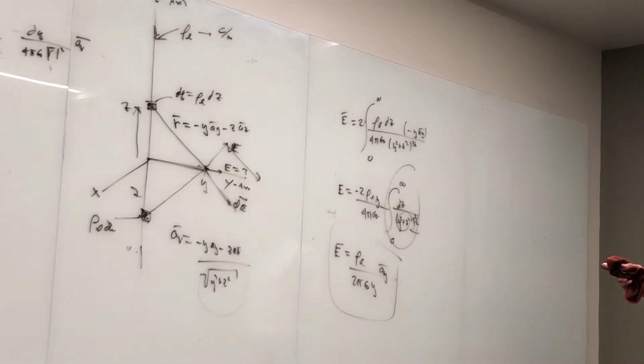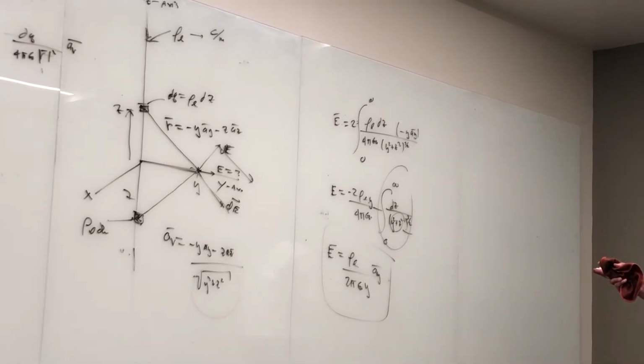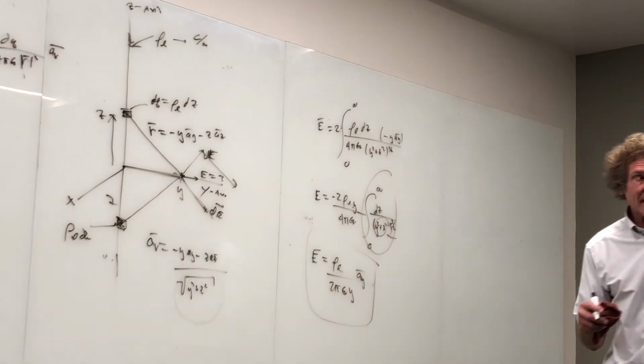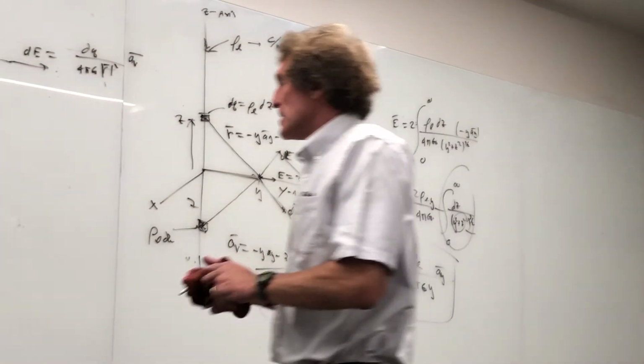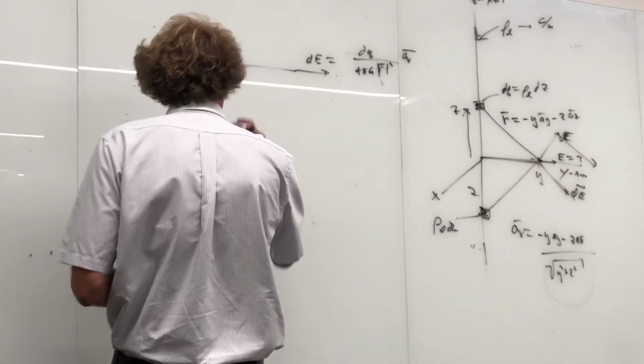Everybody okay with that right here? Now, that's the electric field from an infinite line charge. The next thing that's a logical step to do is what would be the electric field from this?